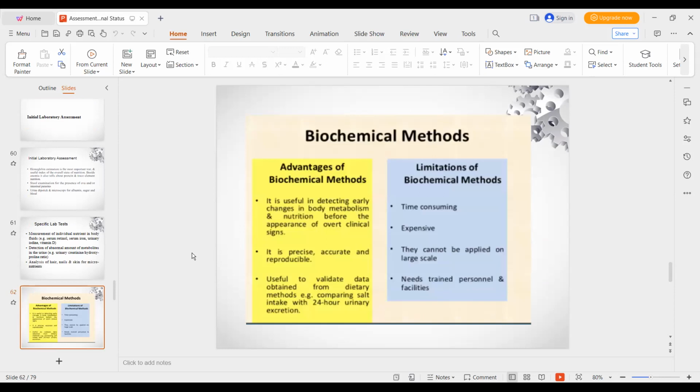Biochemical method, advantages of biochemical method: it is useful in detecting early changes in body metabolism and nutrition before the appearance of overt clinical sign. It is precise, accurate, and reproducible. Useful to validate data obtained from dietary method.